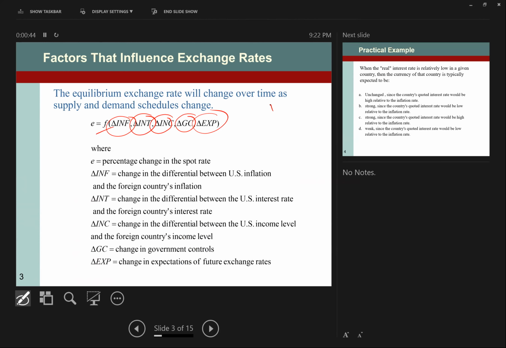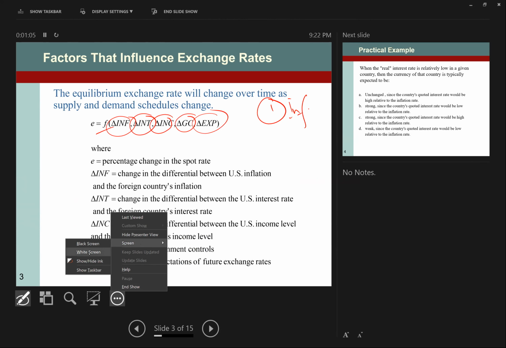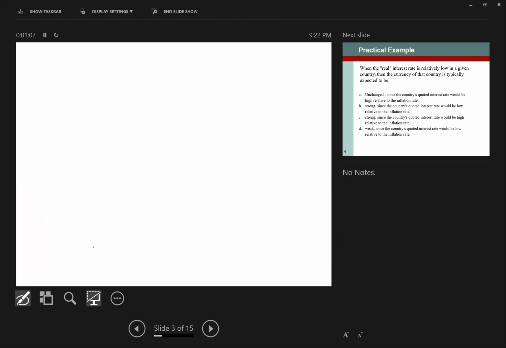Nicola, tell me, what does it mean by relative inflation? Sorry, I didn't understand the question. Just explain how relative inflation is going to affect the exchange rate.